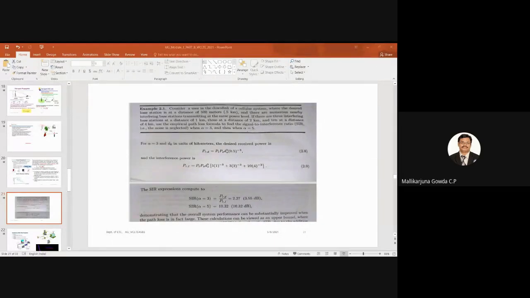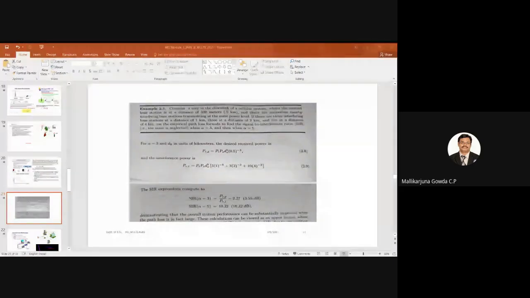Similarly, I need to find out the interference power from the interfering base stations. The formula is this: the received power with respect to the interfering base stations is the transmitted power and this P naught, then D naught cube. In the bracket what I have written is, there will be 3 interfering base stations at a distance of 1 kilometer.